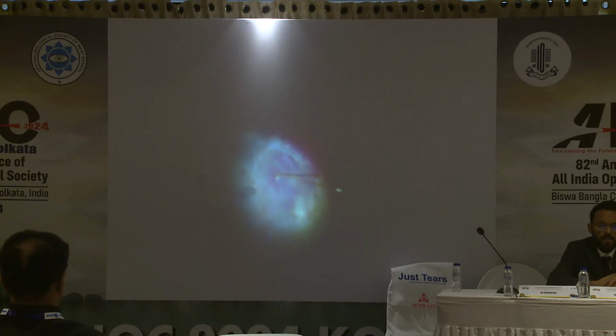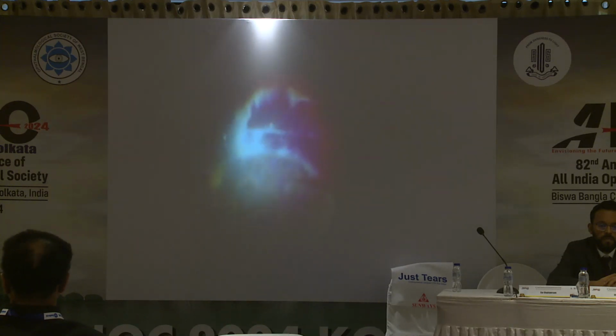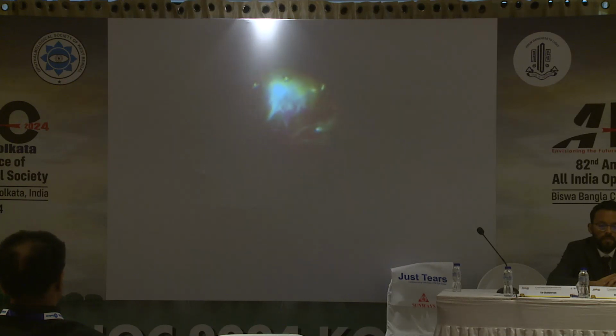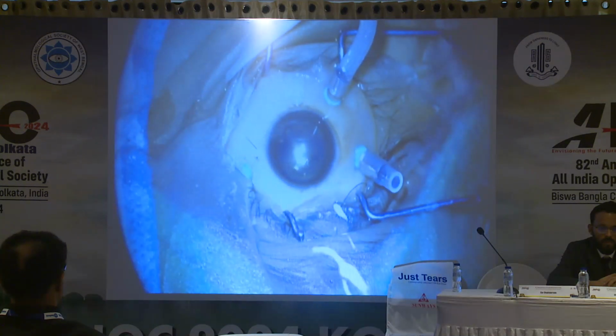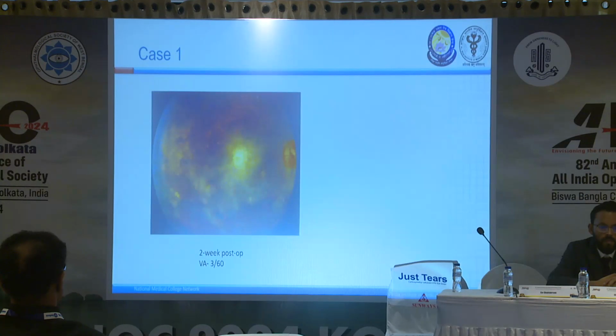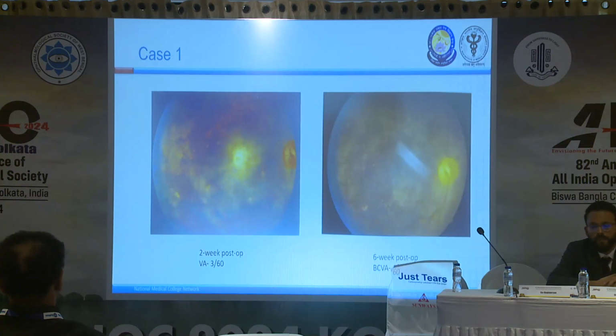And then at a different site, now we are injecting the gas. And now as we see, the gas bubble has gone anteriorly. Now in this case, it didn't come posteriorly at that time. We did FAX and then used 20% SF6 for endotamponade, and this is the 2 weeks follow-up. The vision was 3/60. Please excuse the quality of the images because it was a 20-year-old fundus camera that was the only one available at that time.